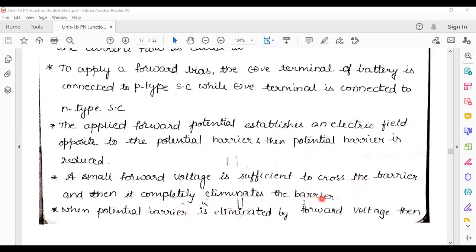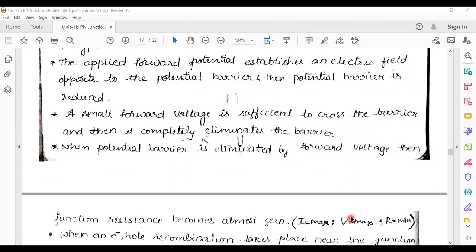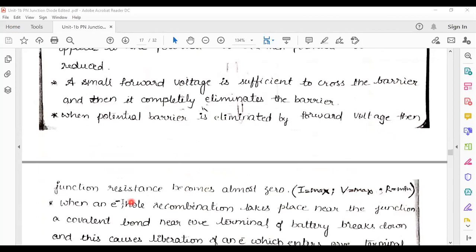Eliminates the barrier. When the potential barrier is eliminated by forward voltage, then the junction resistance reduces and becomes almost 0.